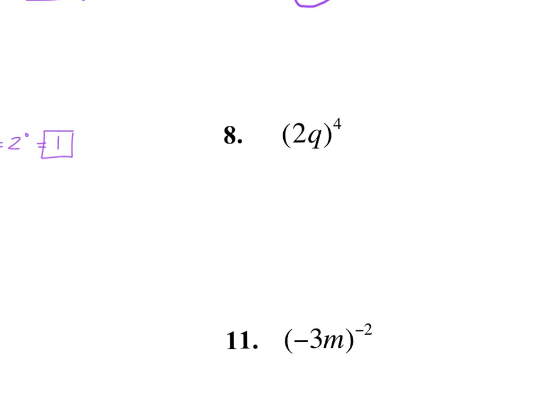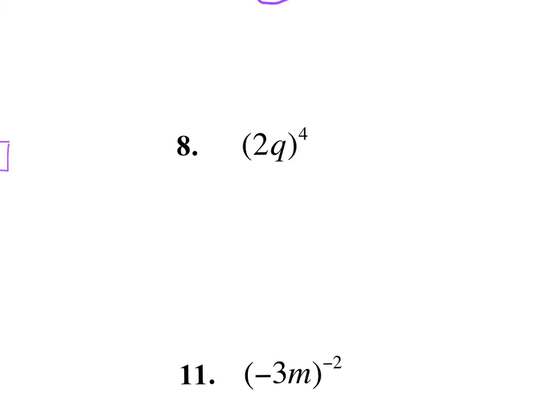All right, number 8 switches it up a little bit. What do we have to do there? Right, so 2 to the 4th power and q to the 4th power. What's 2 to the 4th power? 16. Q to the 4th we can't do anything with. There's no negative, so we're going to leave it where it is. So 16q to the 4th for that one.